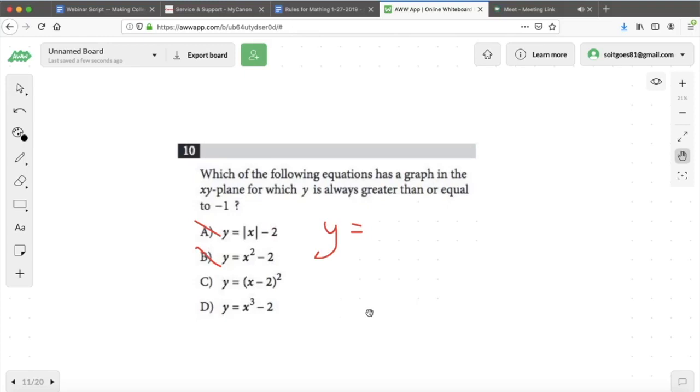Zero. Let's plug in a 0. So we get 0 minus 2 squared, which is going to be -2 squared, which is what? 4. Positive 4. Not less than 0. Or not less than -1. Can you think of any other values that we could plug in that would make that less than -1?